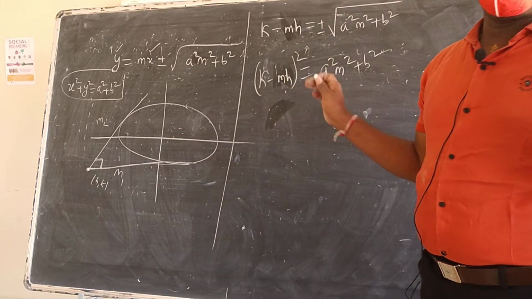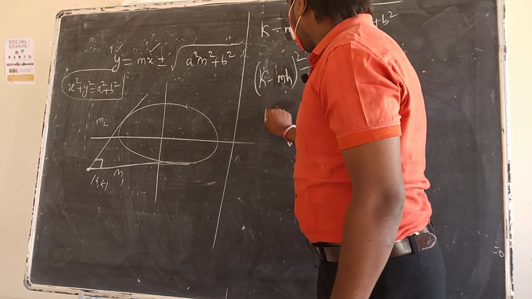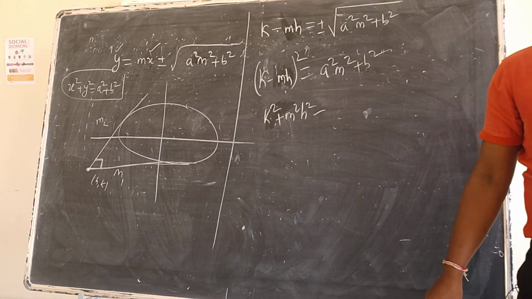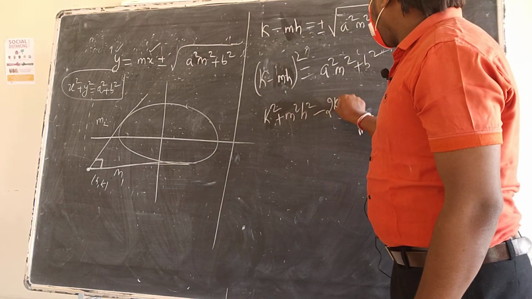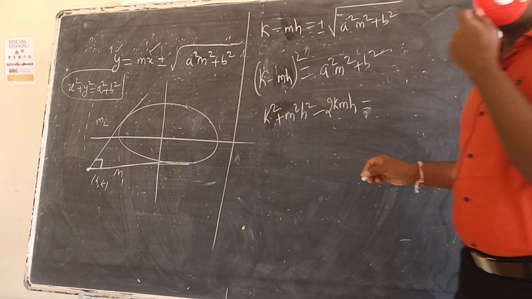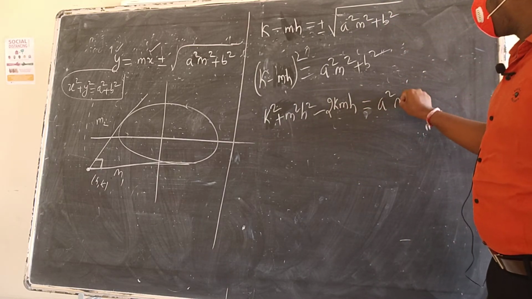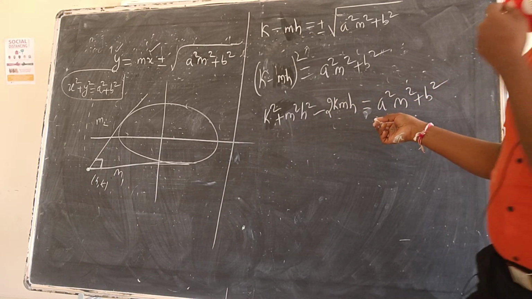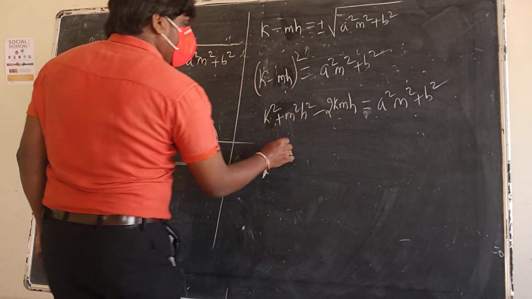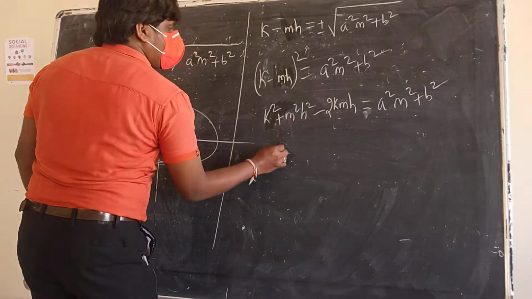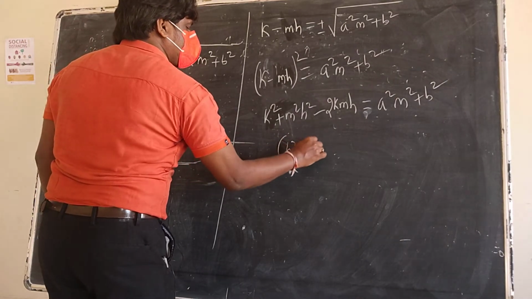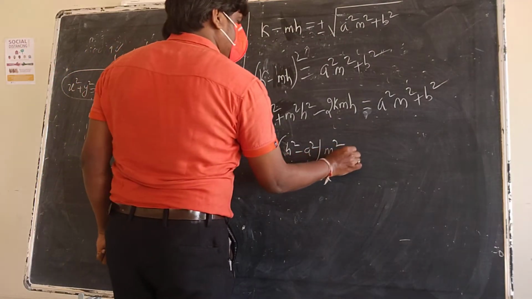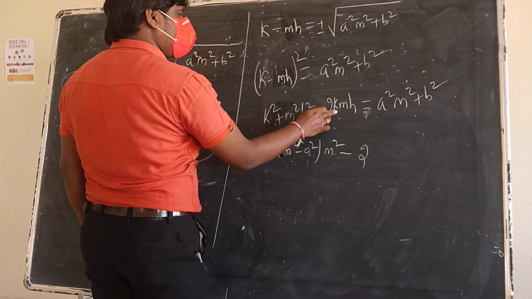I will derive many things here. Okay. So what I get here, k square plus m square h square minus 2kmh is equal to a square m square plus b square. So I can make the quadratic in m. So what I get here, m square, h square minus a square into m square, right, minus 2k, why I wrote here?